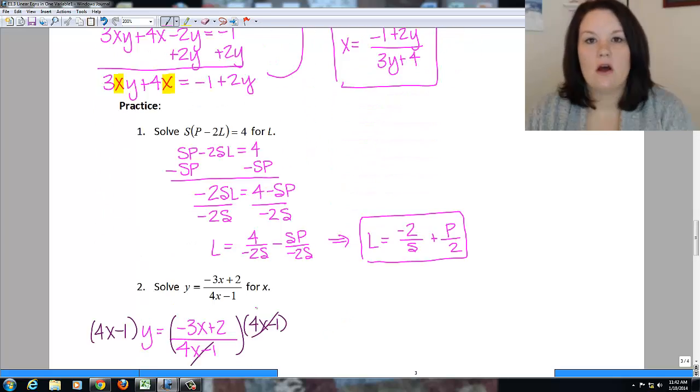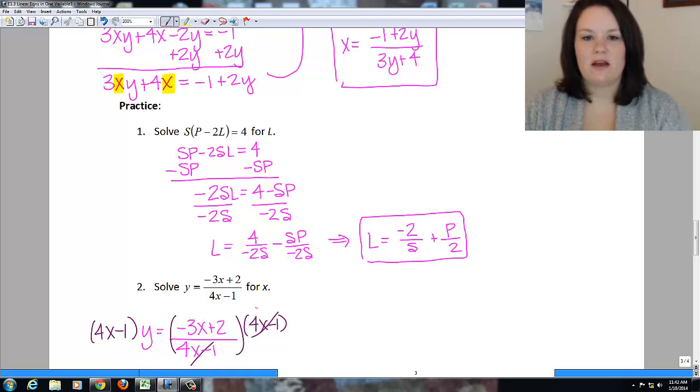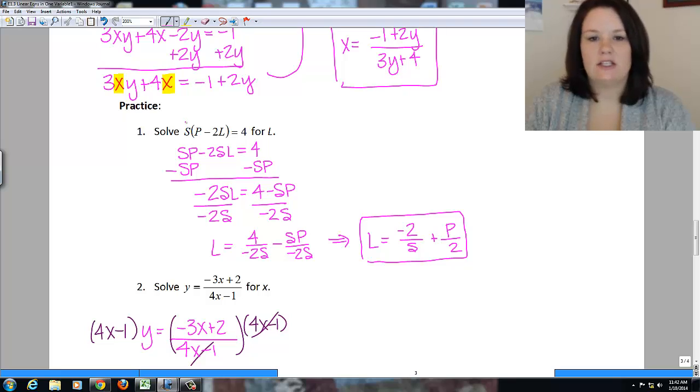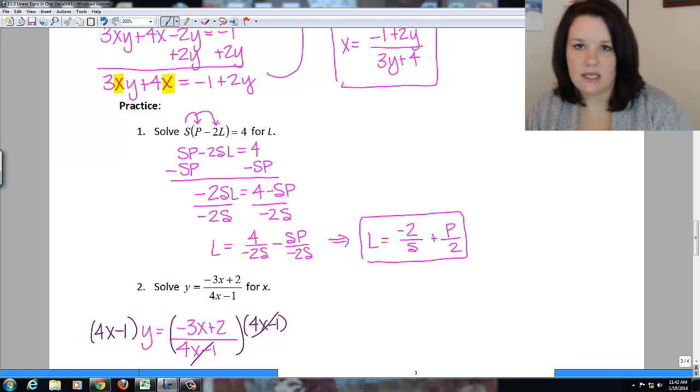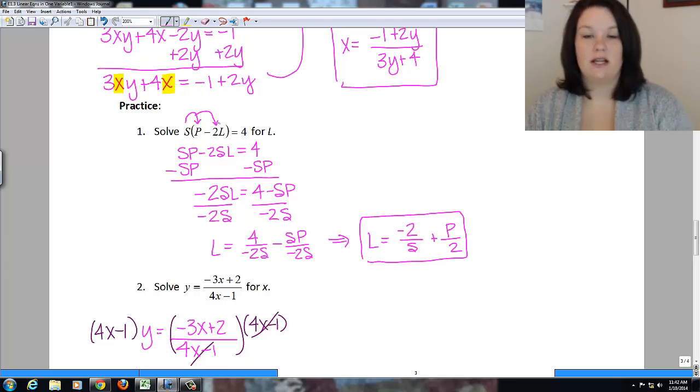All right. So on this first one, I started off by going ahead and taking this s and distributing it in. If you didn't distribute the s in, you'll still get the same answer. It's just 9 times out of 10, my students always distribute that in, so that's the way I'm going to show it worked out. So when you distribute that s in, you get sp minus 2sl equals 4.